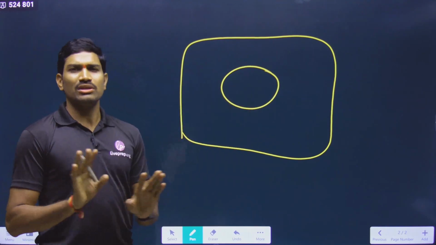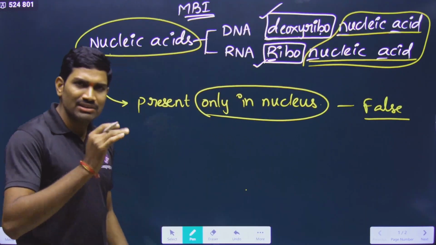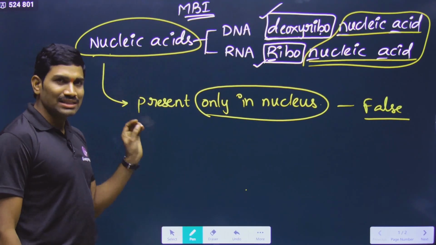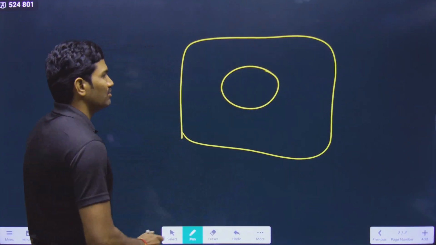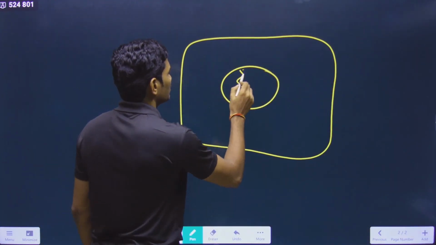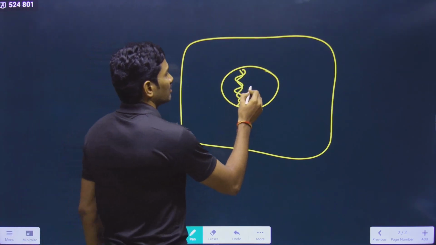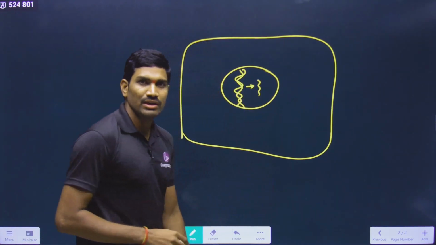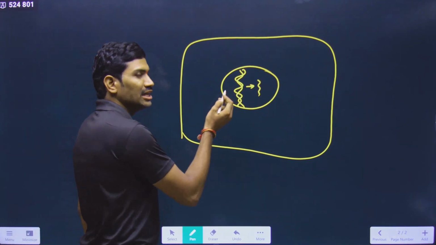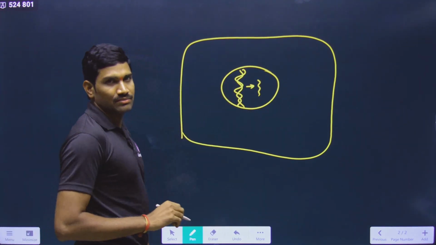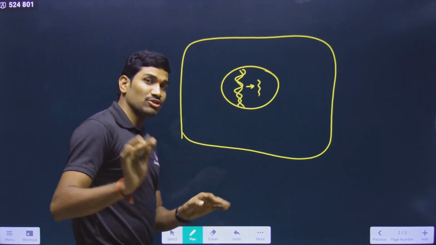Fine, up to that it is fine. They are called nucleic acids. But what is our sentence? Nucleic acids are present only in the nucleus. What is the meaning of this? Inside the nucleus, DNA is present. True or false? Yes, it is true. Then what about RNA? From the DNA, RNA is produced. Where? In the nucleus only. So now observe carefully. DNA is present in the nucleus, that is correct. DNA is produced in the nucleus, that is also correct.